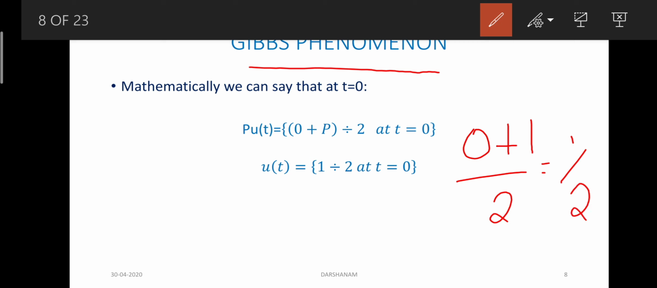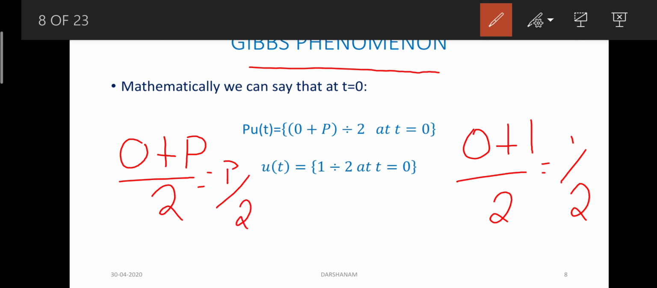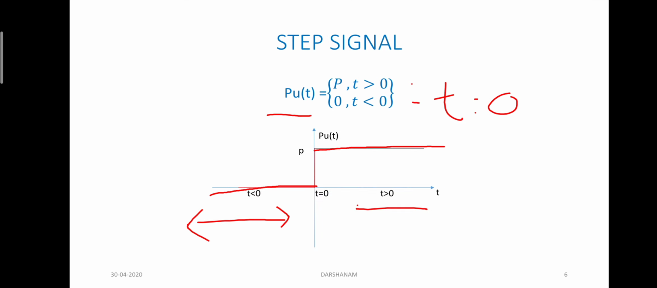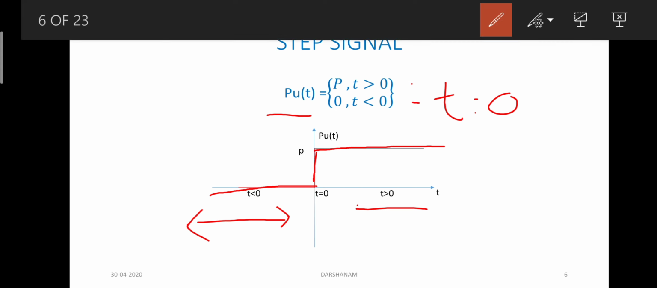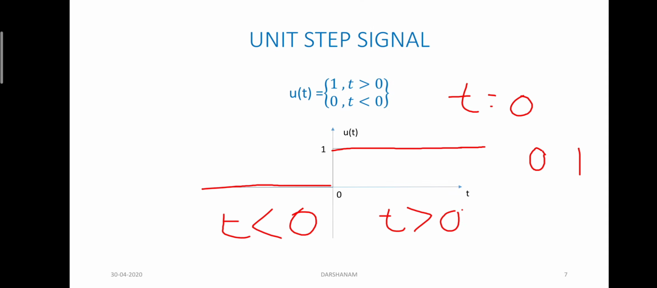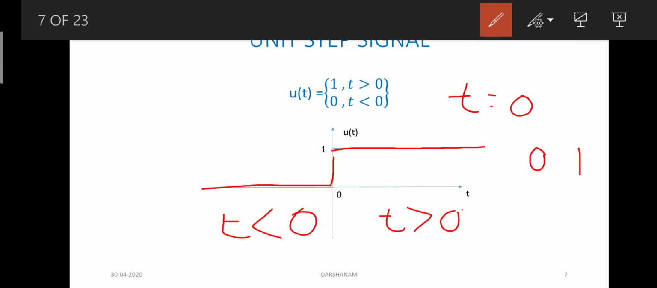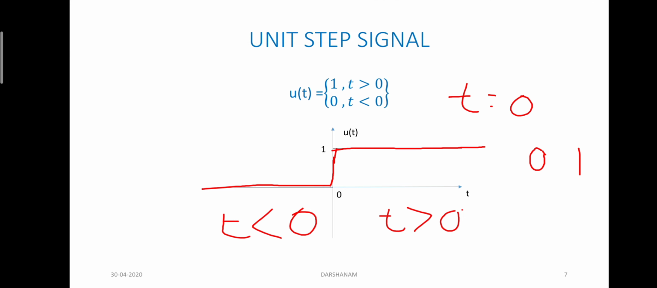The same is the case for the step signal, that is, just before t equal to 0 the value is 0 and just after t equal to 0 the value is p. So the average is 0 plus p by 2, that is equal to p by 2. So we can draw the signal as a continuous signal by connecting these two. So this is the step signal, and then the unit step signal can be drawn like this. So it becomes a continuous time signal.